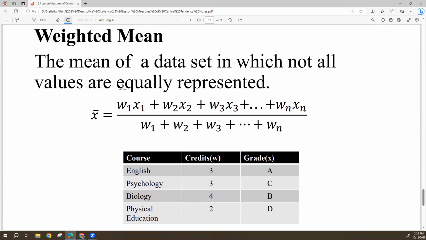The final thing that we could talk about is a weighted mean, and I'm actually going to pause here and say, let's talk about this together in class.